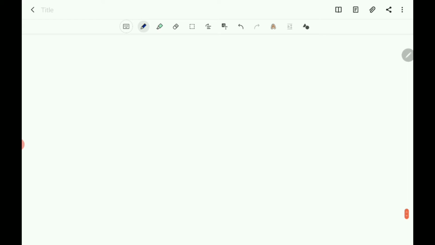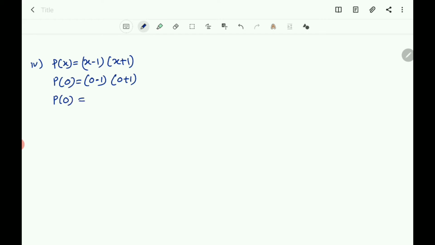Next you take the fourth one. P of x equals x minus 1 into x plus 1. Then you take P of 0. P of 0 becomes 0 minus 1 into 0 plus 1. In the place of x you put 0. So P of 0 is equal to 0 minus 1 is minus 1, into 0 plus 1 is 1. So P of 0 is equal to minus 1 into 1, that is minus 1.